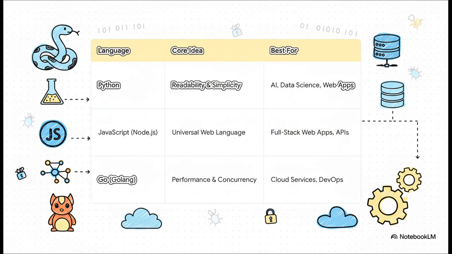Well, you've got Python, which is just fantastic for its simplicity and readability. It's huge in AI and data science. Then there's JavaScript running on Node.js. The cool thing here is you can use the same language for both the front end and back end. And then there's Go, or Golang, which came out of Google. It's all about raw performance and building super efficient services for the cloud.